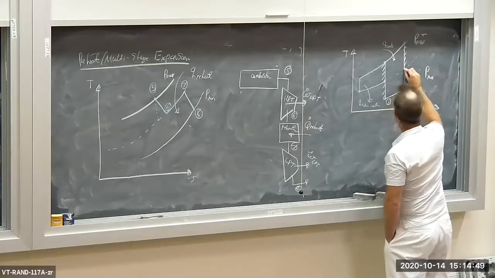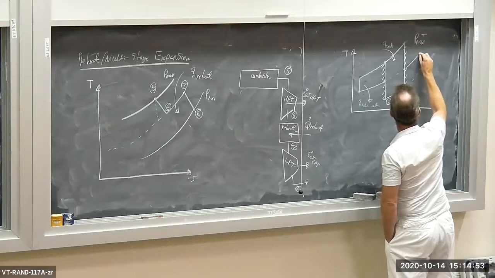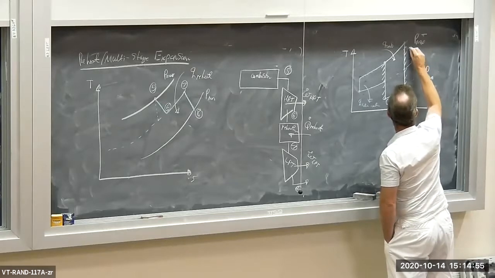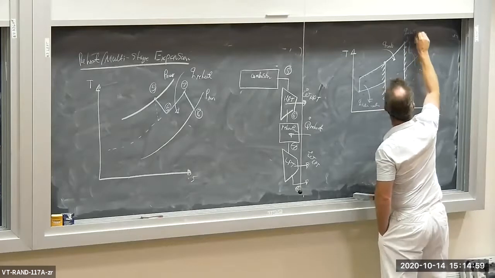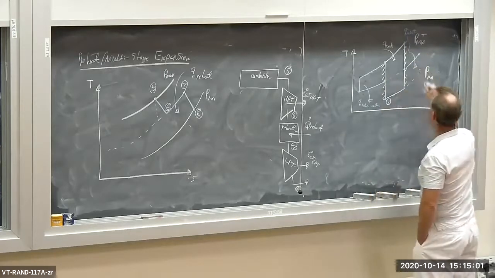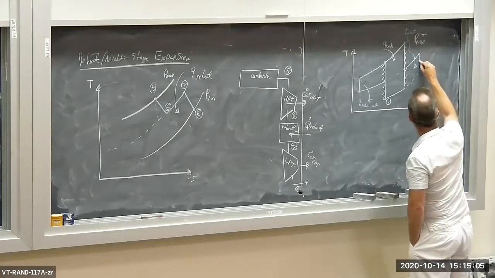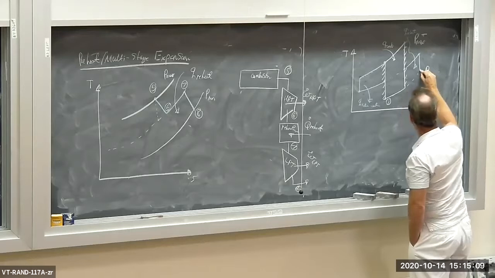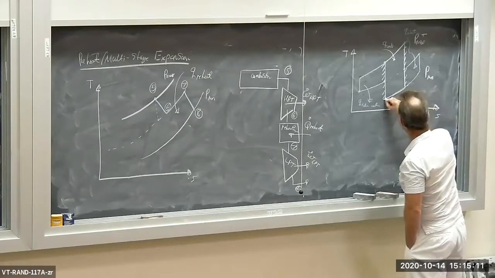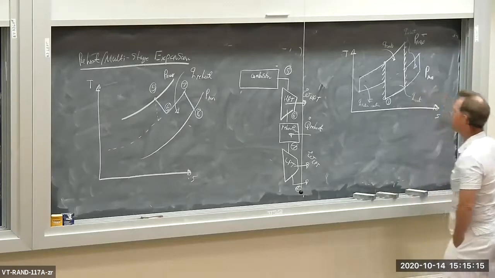And I'm going to add heat in a reheater. So here is Q reheat. Then I'm going to expand the working fluid in my low pressure turbine. And then I'm going to finish the cycle by rejecting the heat Q out.